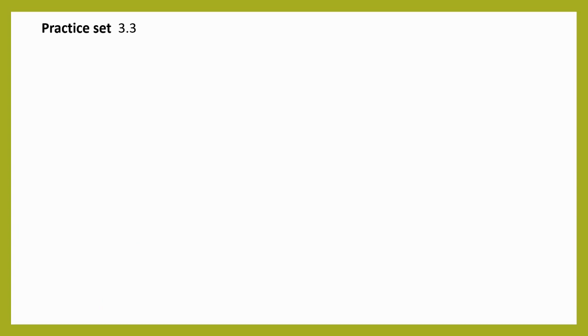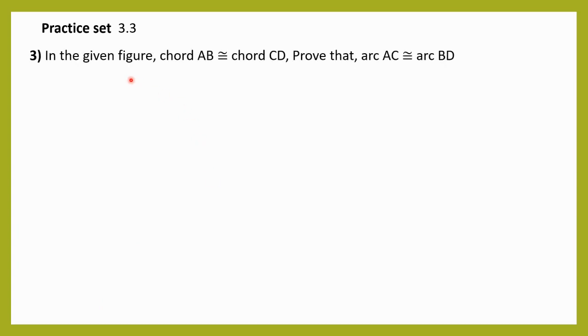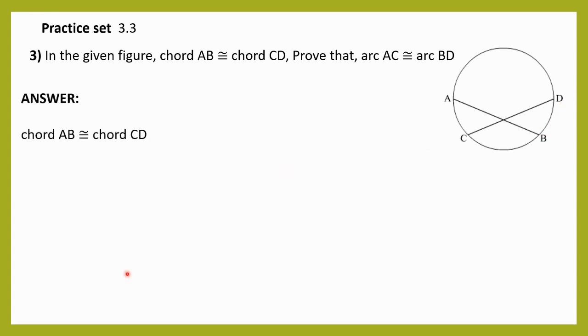Practice set 3.3, the third sum. In the given figure, chord AB is congruent to chord CD. We have to prove that arc AC is congruent to arc BD. Let's start with the proof.